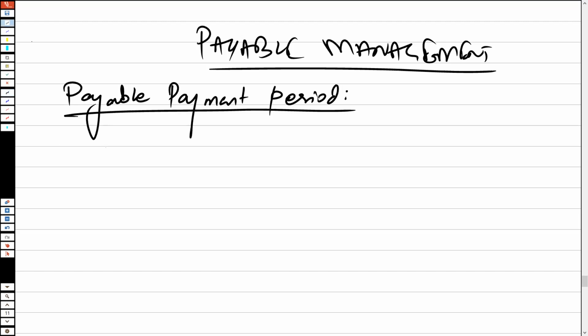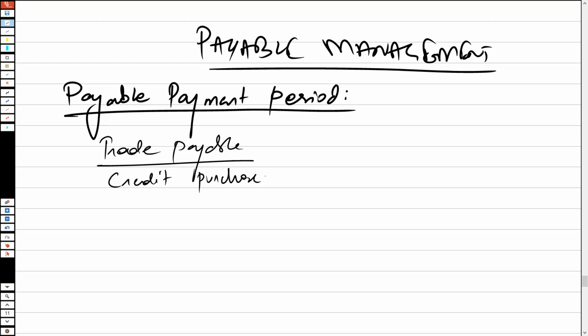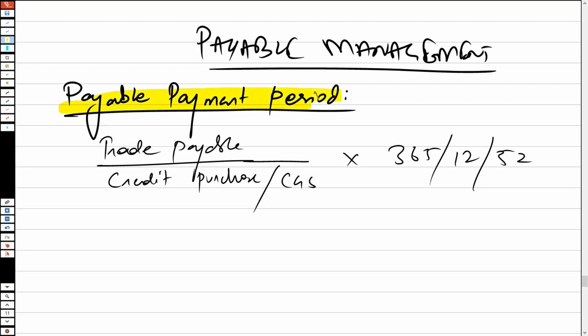The payable payment period is trade payable divided by either credit purchases, or if credit purchases are not given, COGS, multiplied by 365 or 12 or 52, depending upon what exactly you are trying to calculate: in terms of days, in terms of months, in terms of weeks, and so on. So it is considered to be the payable payment period.